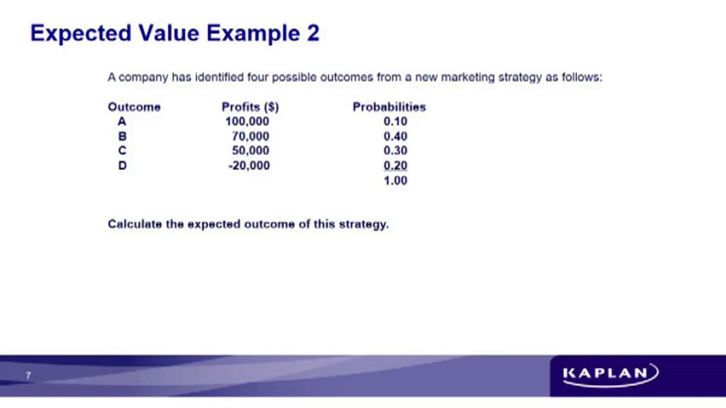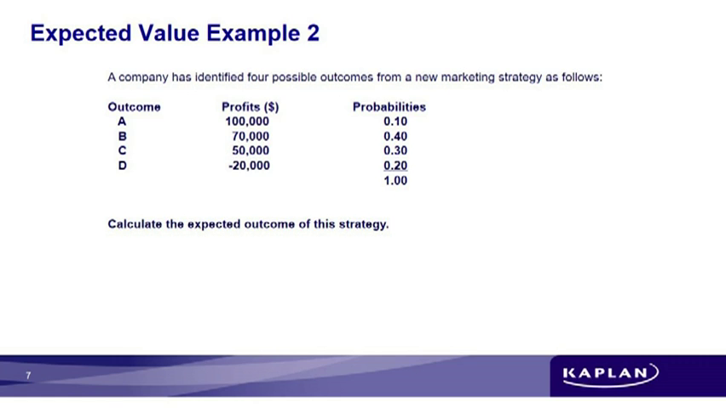The second example that we want to consider is an example where they say a company has identified 4 possible outcomes from a new marketing strategy as follows. Option A is going to give you a profit of $100,000, but the probability of that happening is only 10%. Therefore, what is the chance of getting 100,000? It's only 10%. Then option B, 70,000 will be the profit, but the probability of getting 70,000 is only 40%.